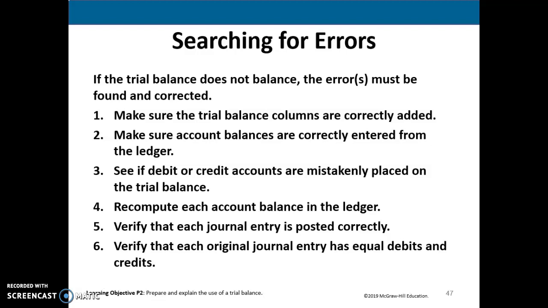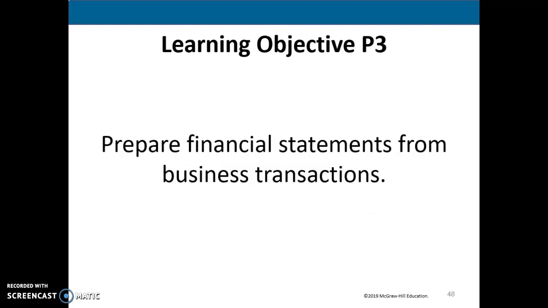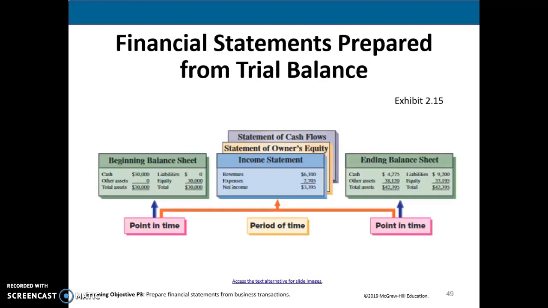Another is to verify that each journal entry is properly posted. And you can verify that each journal entry has the same amount of debits and credits. That's another way to do it. All right, so once we have that trial balance, we have those ending balances, then we can prepare our financial statements. The financial statements we're going to be doing are the income statement, the balance sheet, the statement of owner's equity, and the statement of cash flows.